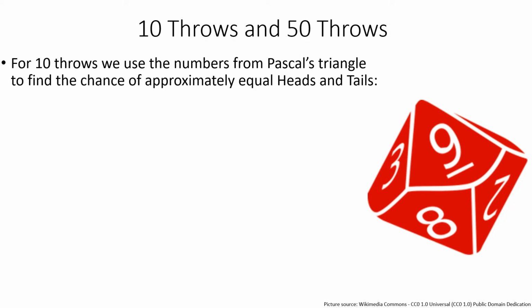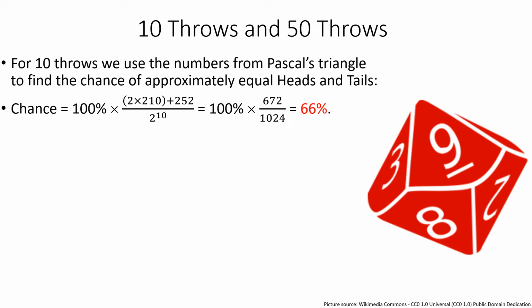So here we have the solution then. So for 10 throws, using the numbers from Pascal's triangle here, we found that the 4 heads and 6 tails, there were 210 ways of doing that. So it will also be the same for 6 heads and 4 tails, and that's why I've multiplied the 210 by 2. And then there's the 252 ways of throwing 5 heads and 5 tails.